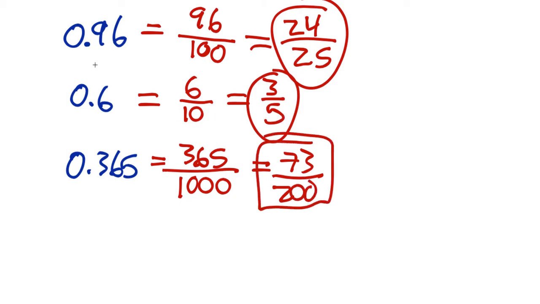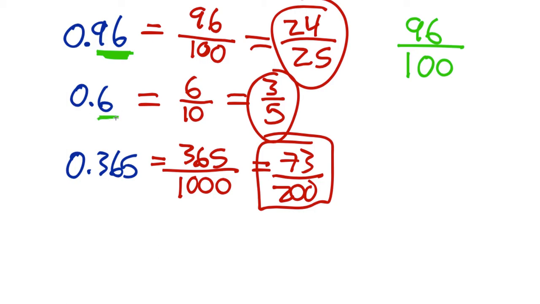Important note, if you notice in 0.96, there's 2 digits to the right of the decimal, and so we put it over a 1 followed by 2 zeros. 2 digits to the right of the decimal, 1 followed by 2 zeros. Let's see if this holds.